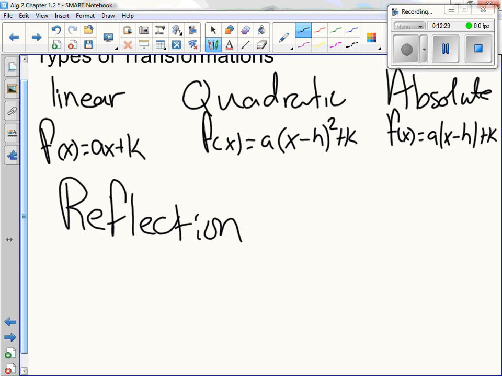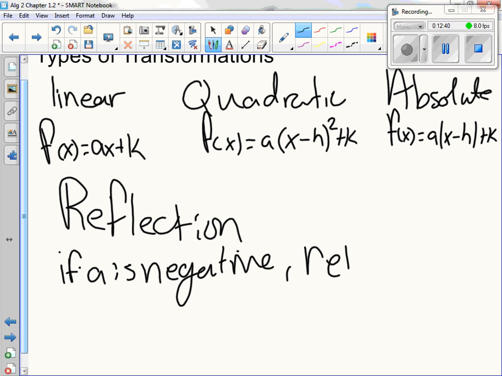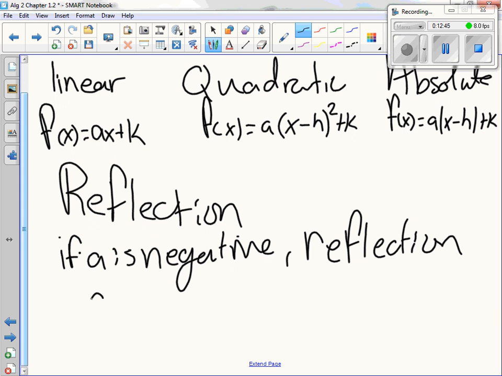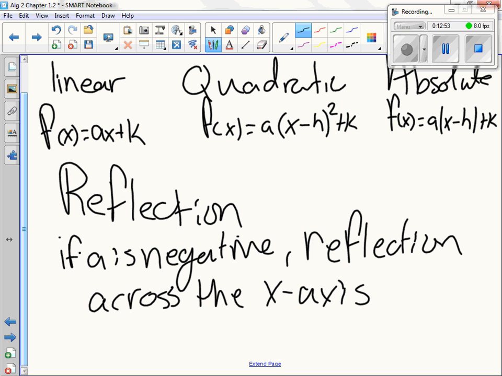The last one we have is a reflection. A is negative: reflection across the x-axis. If A is negative, it's a reflection across the x-axis. So when we look at vertical stretch and shrink, we don't care about the sign. If A is negative, it's a reflection. It doesn't have anything to do with our vertical stretch or shrink.